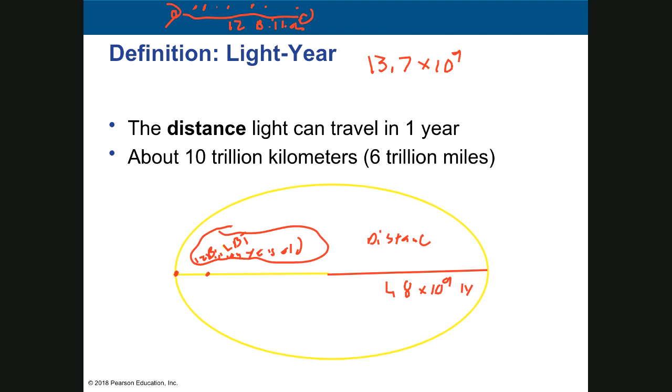So to understand how big a light year is in terms of normal distances, one light year is about 10 trillion kilometers or 6 trillion miles. And a trillion is equal to 10 to the 12th. So if you see a 10 to the 12th, that's a trillion. So a light year is really, really long.